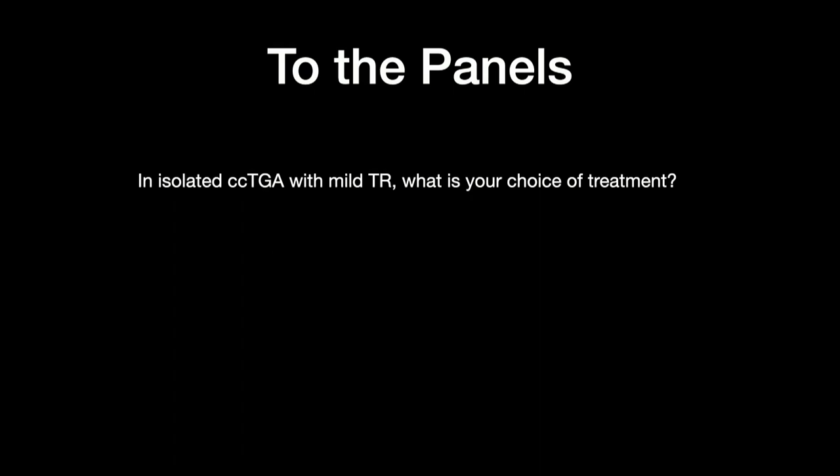So to the panelists, in isolated ccTGA with mild TR, what is your choice of treatment? I would like to ask Dr. Shingo. Actually, we do not have enough time, so I will skip case two. In case two, Dr. Shingo will tell us about the pulmonary debanding. So Shingo, do you have any idea about the isolated ccTGA with the TR? After then, you can talk about your assigned issue about the pulmonary debanding.